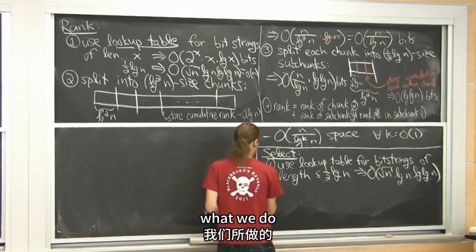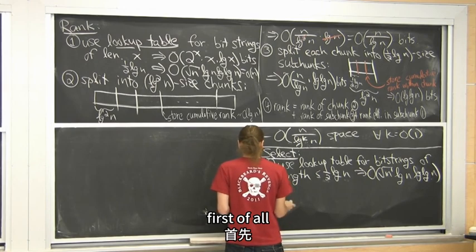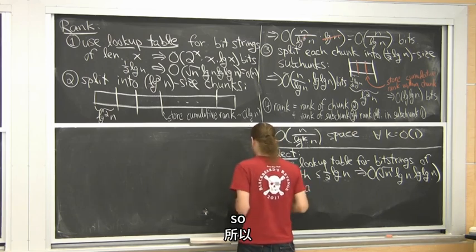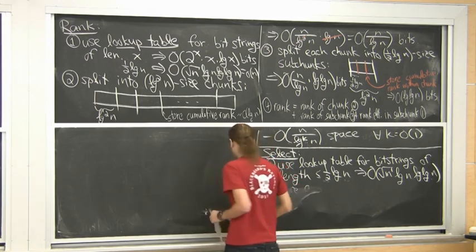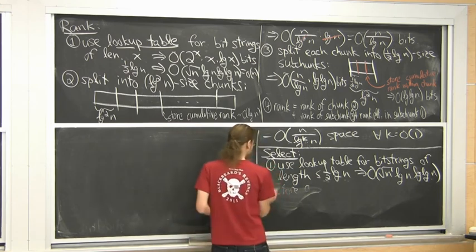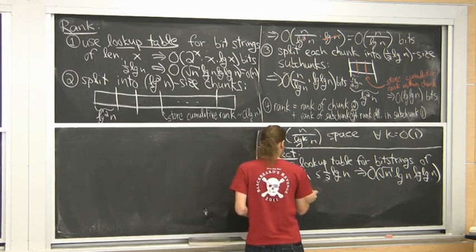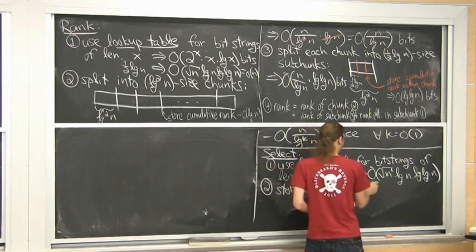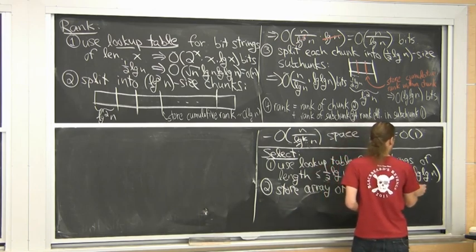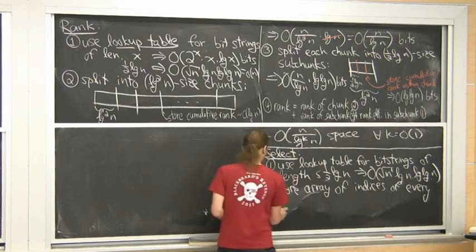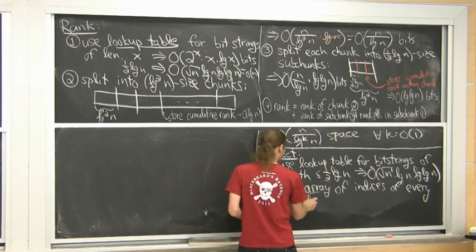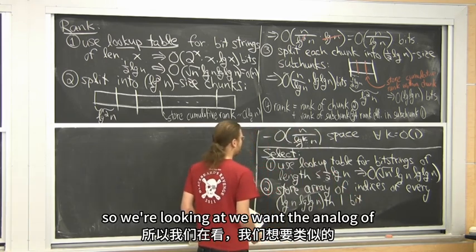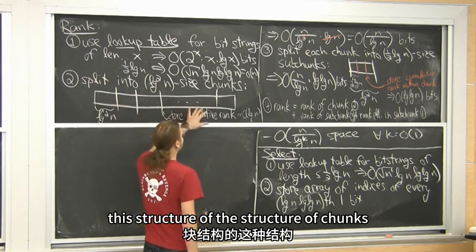So what we do, first of all, is, so maybe I'll go over here. I'll stick here, whatever. So we're back to an n-bit string.